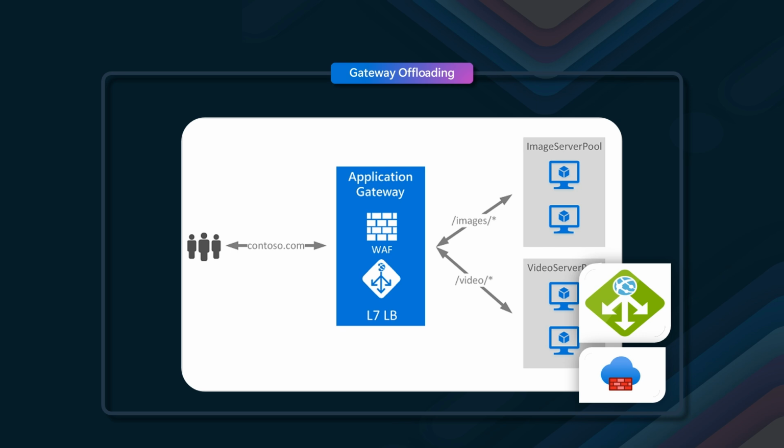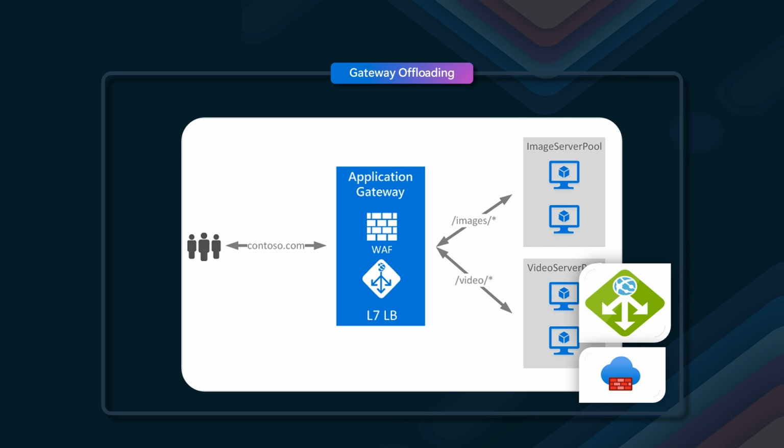So the diagram on the screen showcases the architecture of our gateway offloading strategy, highlighting the role of the application gateway in our infrastructure. So let's delve into the key components and their functions. The user initiates requests by accessing our domain contoso.com. These requests are then directed towards our application gateway. At the heart of our architecture, we have our application gateway. This component is responsible for efficiently managing and routing incoming traffic.